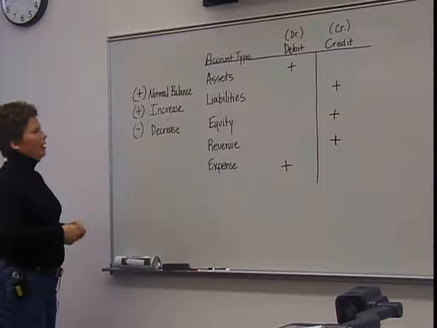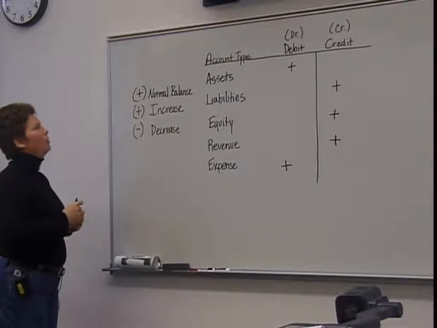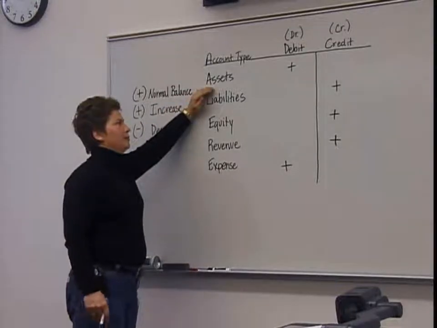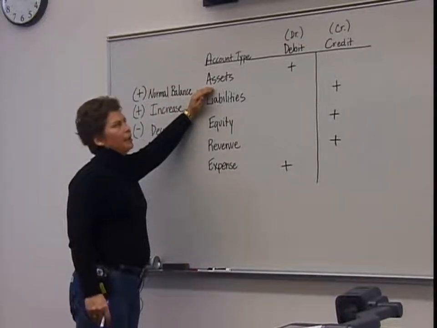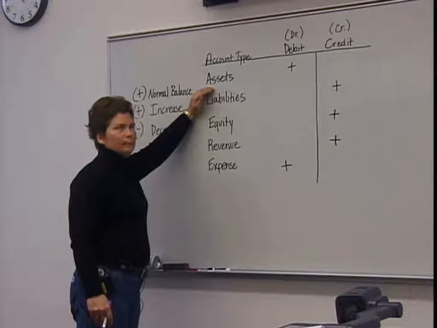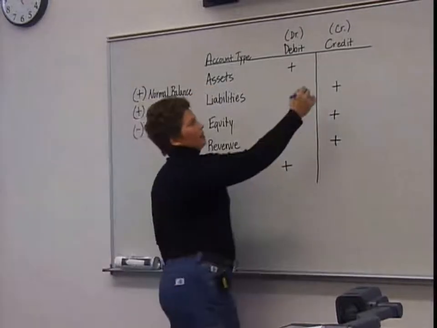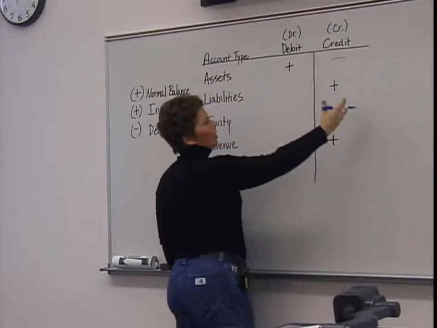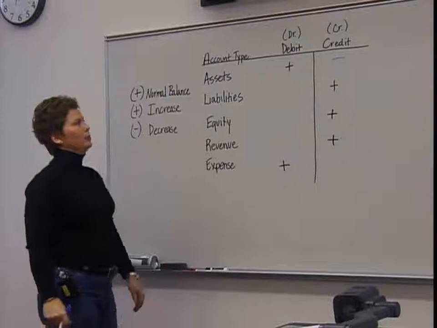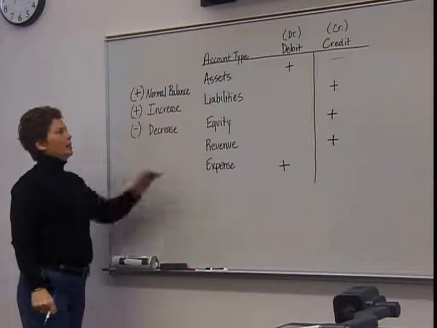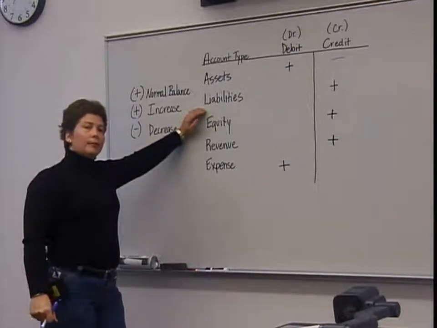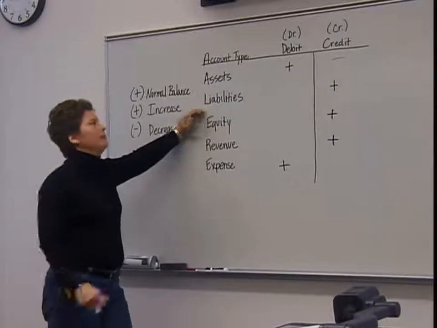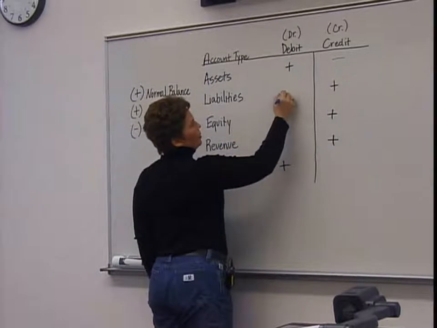Now I'm going to use a blue marker to indicate to you how we would show a decrease. So for example, if we have some assets that we sell, to show that we are getting rid of them, we would do the opposite of the normal balance or the increase side, so we would credit them on the right-hand side. So we're decreasing. Liabilities, those amounts that are owed to other businesses, when we pay them, we will show that we are decreasing them with a minus sign to the left-hand side.